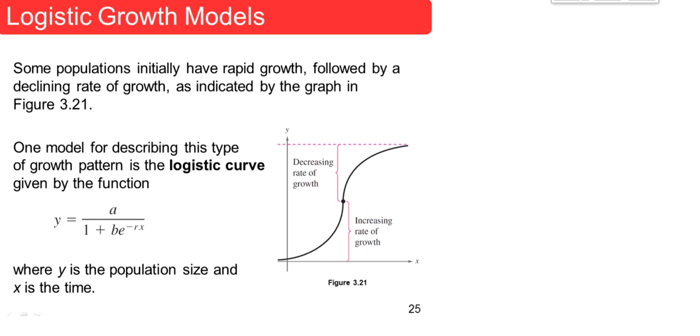Moving on. Some populations show initially rapid growth followed by a declining growth rate. And here's a picture of a logistic curve. I'm just going to write it again over here: y equals a over 1 plus b times e to the negative rx. And that is also going to be a situation where y equals a is an asymptote.